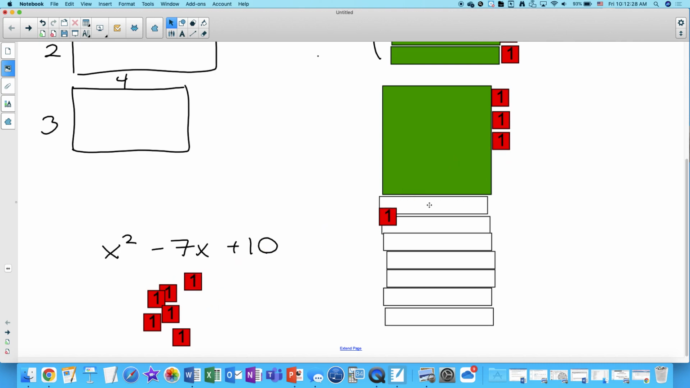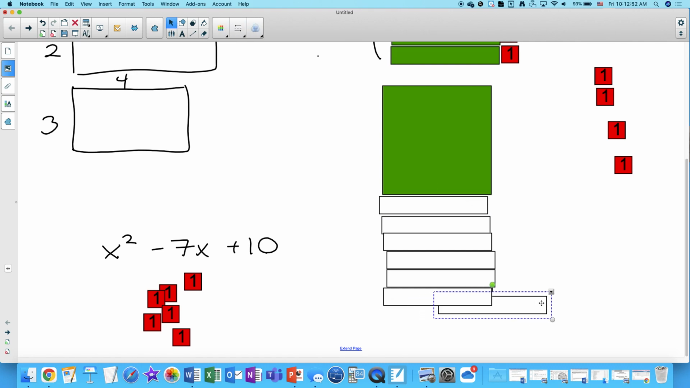So what could I do instead? What could I do instead? Do these negative 7x's have to go all down below? No. Okay, so what's another spot I could put them? Where else could I put them? Yeah, let's try, I'll take the bottom one actually, then I don't have to move them all. Okay, let's try moving this one here.